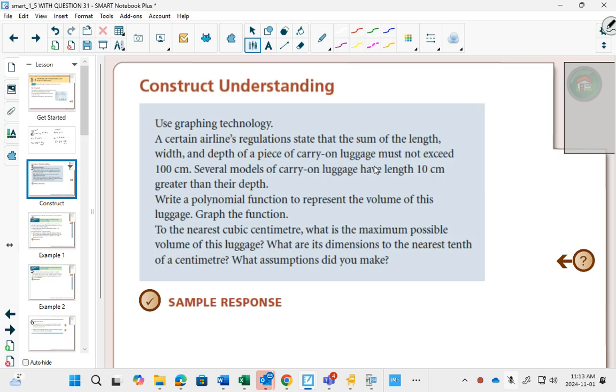So on different airlines, you're allowed to carry on luggage. I don't know if you've ever been to the airport where they have this little thing and your luggage has to fit inside of it in order for you to be allowed to take it on the airplane. And here are some restrictions for this airline. The whole length, width, and depth can't be more than 100. And a lot of carry-on luggages have a length 10 centimeters greater than their depth.